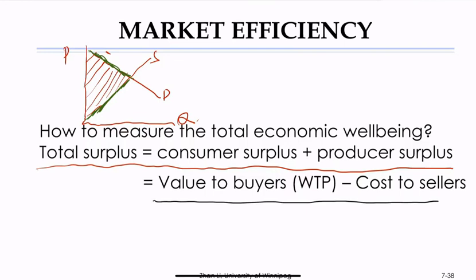Okay, let me summarize. I think I have talked a lot about market efficiency. First, we would want to measure market efficiency by using total surplus. Second, there are two ways to calculate total surplus. The first is you could first calculate consumer surplus and producer surplus, and then you sum up these two numbers. This would give you total surplus. Or you could directly find out the area between demand curve and supply curve. This will also give you total surplus. Okay, great.